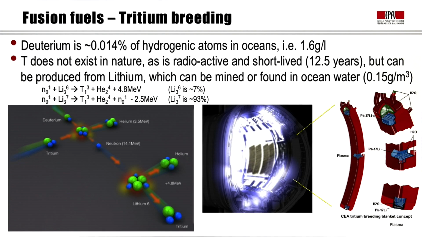In practice, what we'll do, we will surround the plasma with a blanket, as we call it. It is a system that has essentially lithium in it, so that this nuclear reaction between the neutrons produced by the nuclear fusion reactions and lithium can occur. Of course, there are different concepts and technological details in different approaches. We see here a picture from CEA in France. Different concepts for this blanket for breeding tritium, but all of them are based, again, on the presence of lithium.